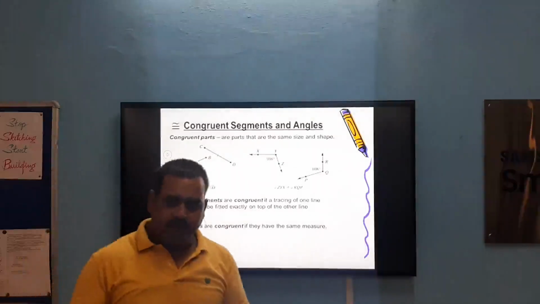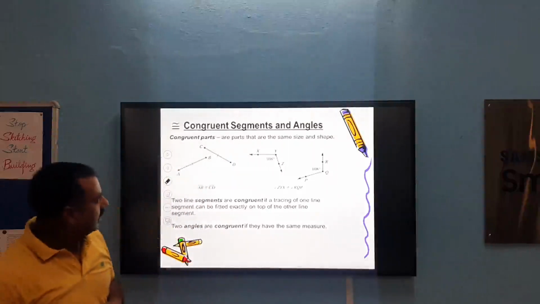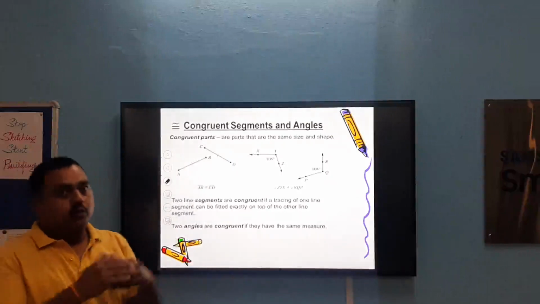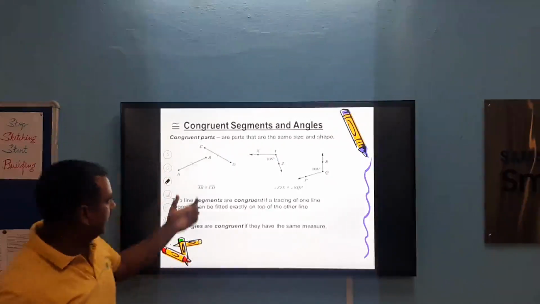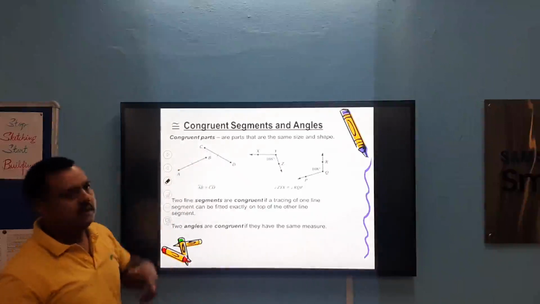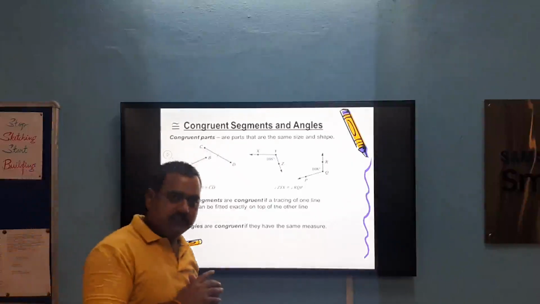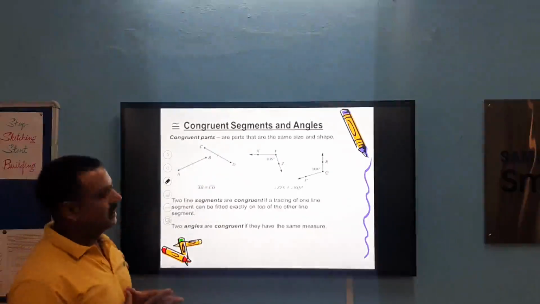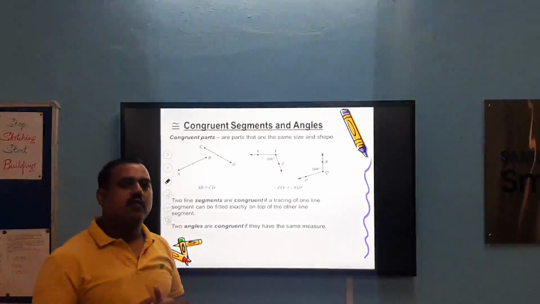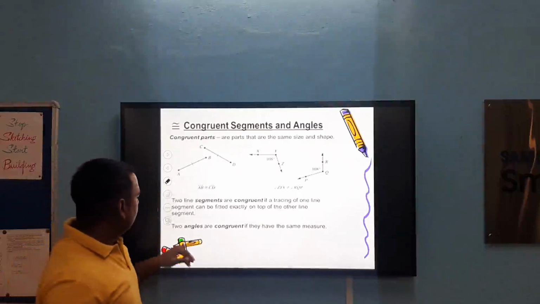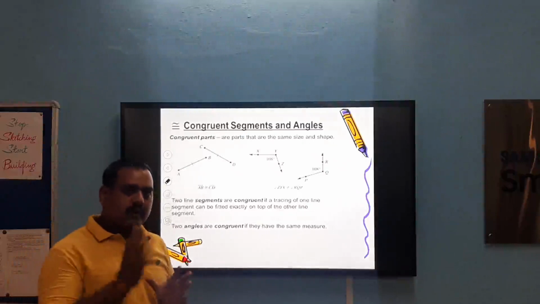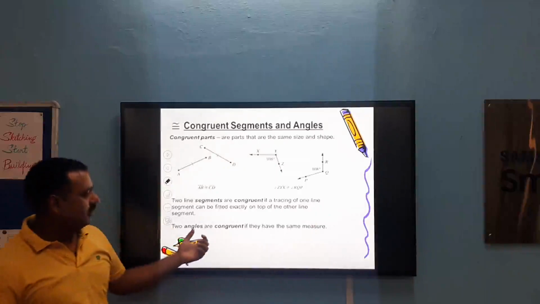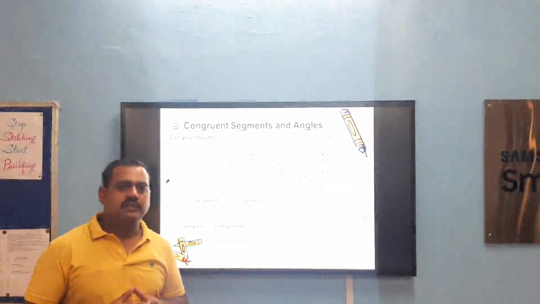Now, congruent line segments and congruent angles. Two line segments are congruent if they have the same length, because line segments have one dimension. If two angles have the same measure, then the two angles are said to be congruent to each other.